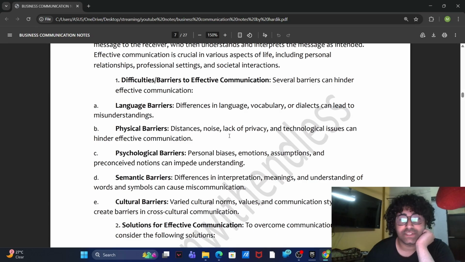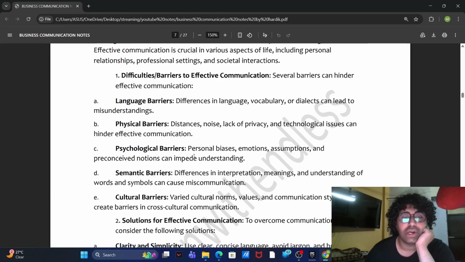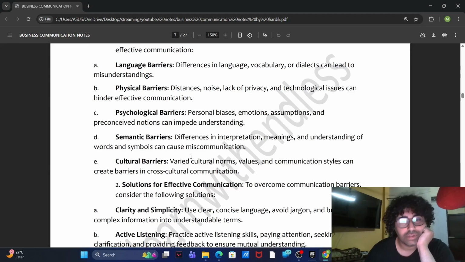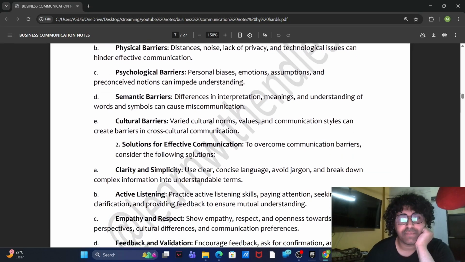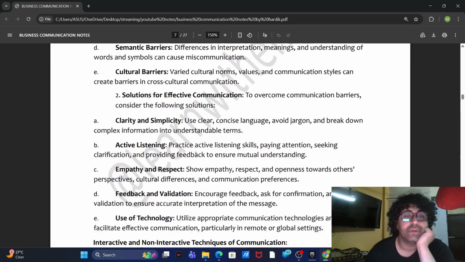Physical barriers. Distances, noise, lack of privacy, and technological issues can hinder effective communication. Psychological barriers. Personal biases, emotions, assumptions, and preconceived notions can impede understanding. Semantic barriers. Differences in interpretation, meanings, and understanding of words and symbols can cause miscommunication. Cultural barriers. Varied cultural norms, values, and communication styles can create barriers in cross-cultural communication.